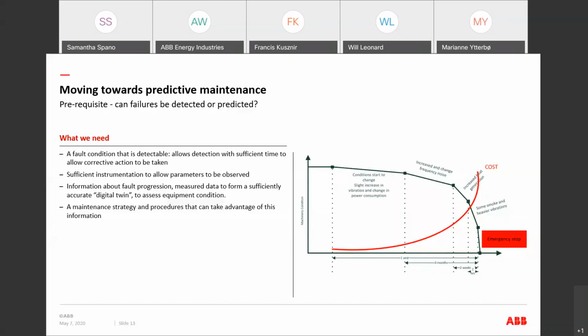We also need some form of instrumentation that allows us to pick up that fault condition. And we also need some form of information about the progression towards failure. That's what's illustrated in the black lines here: how fast would we expect a functional failure after we've detected some condition like smoke, for instance? And finally, as Will has already been talking about, it's also about having procedures and strategies in place that allow us to take advantage of this information.